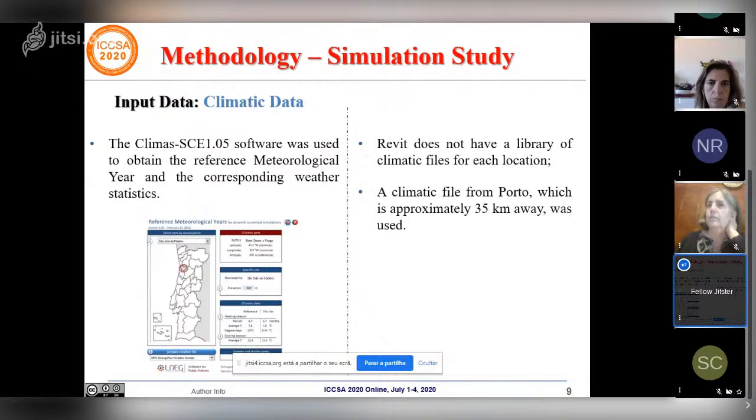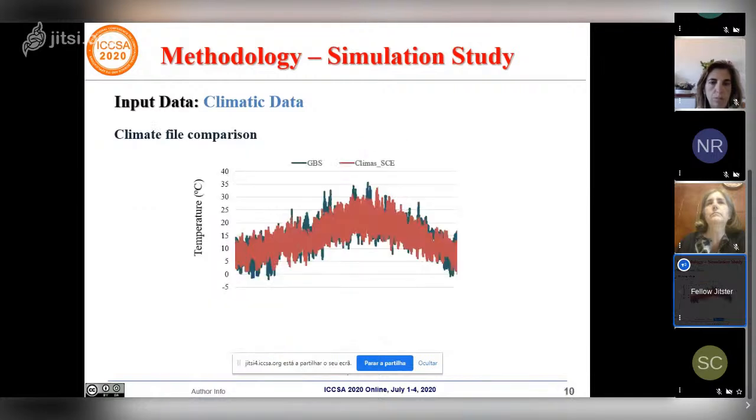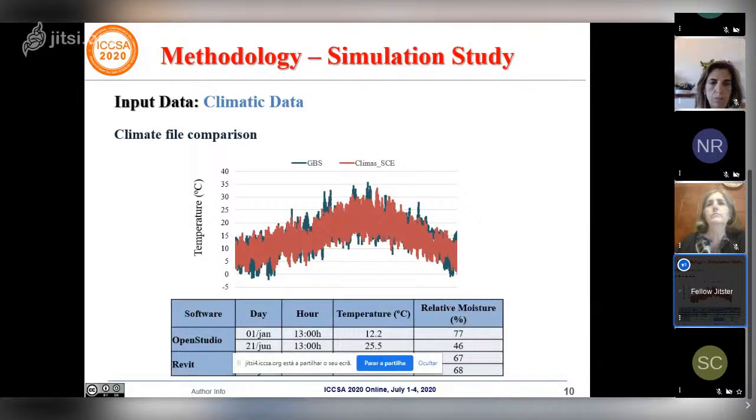Regarding the input data to the energy simulation software, starting with climatic data, one of the most important parameters in thermal simulation of the buildings, on the EnergyPlus software on the left side, the Climate SCE 1.05 software was used to obtain the reference meteorological year and the corresponding weather statistics. On Revit, we don't have a library of climatic files for each location, so we used an approximated location. And we can see on this figure the differences between the data from both softwares.